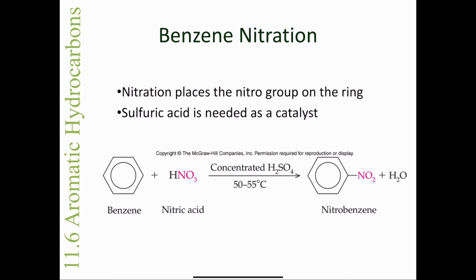Benzene can also undergo nitration with concentrated nitric acid dissolved in concentrated sulfuric acid. This reaction requires temperatures in the range of 50 to 55 degrees Celsius. So we take our benzene, we treat it with nitric acid in concentrated sulfuric acid, we warm it up, and we end up with nitrobenzene. Remember, you're responsible for knowing the nitro functional group, the NO2. In this reaction, not only do we replace a hydrogen with a nitro group, we also end up with water as a byproduct.